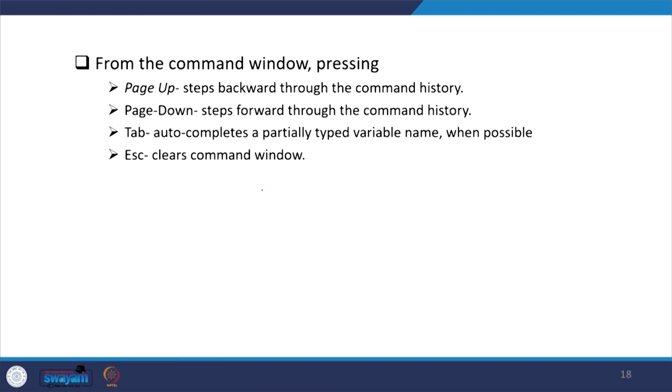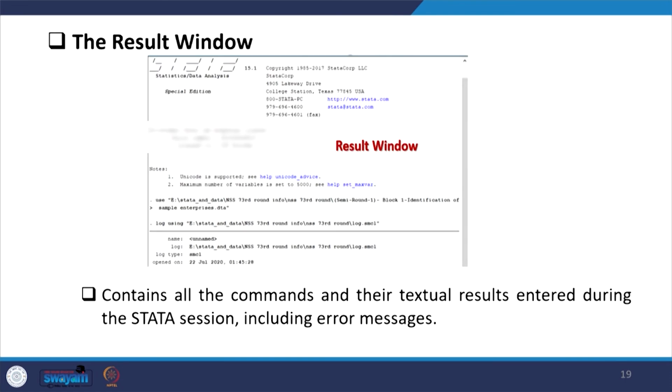Then from the command window, we can press Page Up, Page Down, Tab for auto-complete, or Escape, which clears. These are important, and you can experiment on your own. We will be most often using these shortcut keys for our STATA operations.